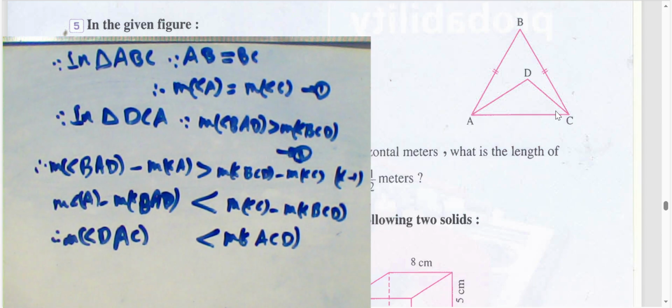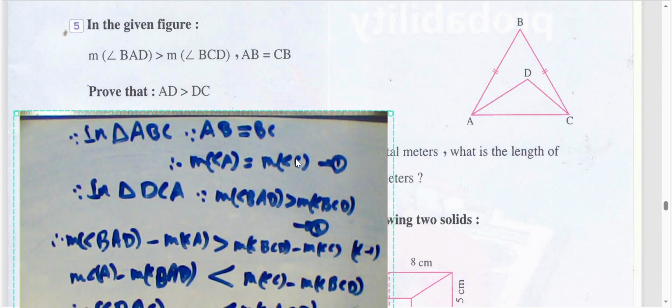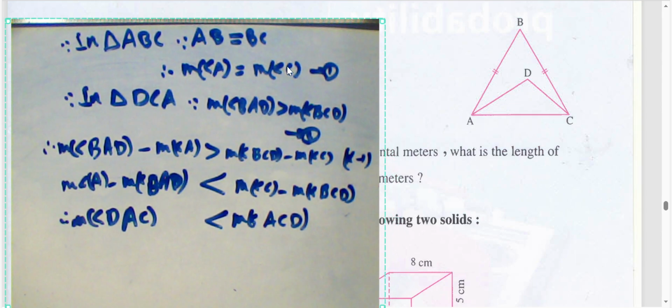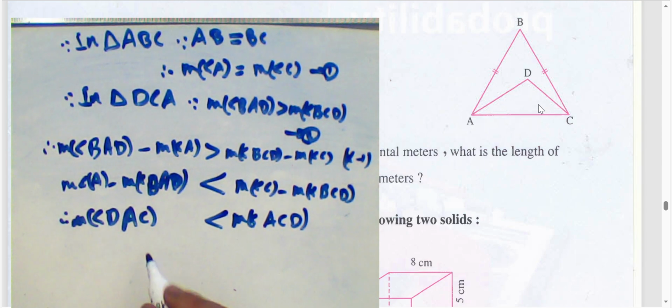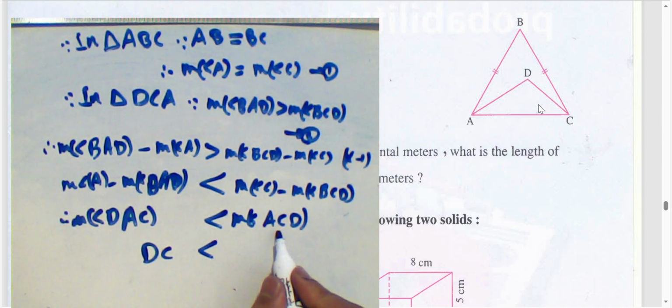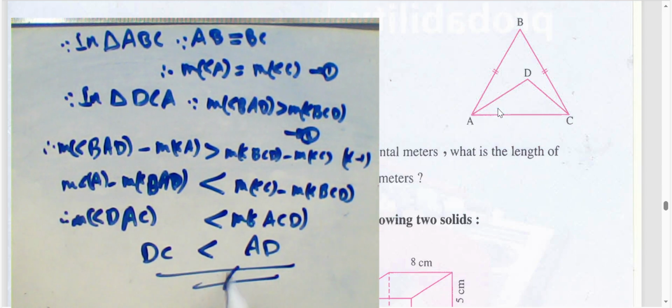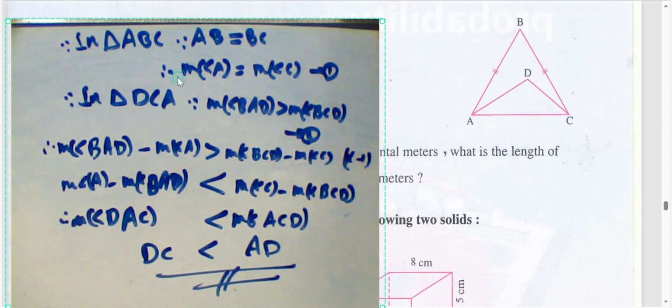Okay, understood? Then we want to prove that angle DAC is opposite to DC. Then angle ACD is opposite to AD. Then we prove that DC is less than AD.